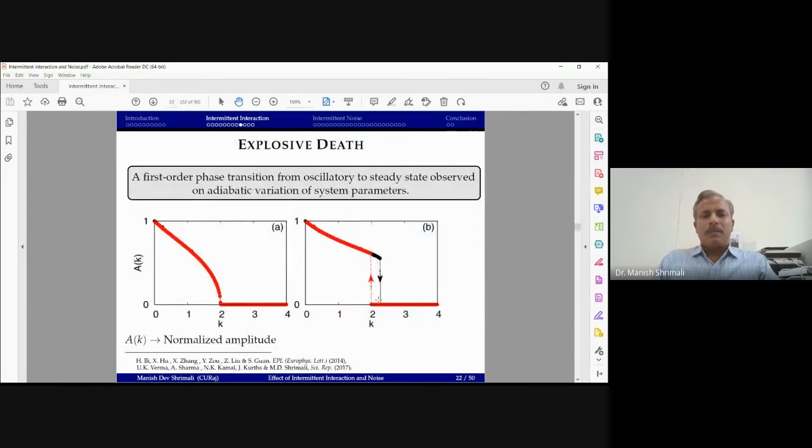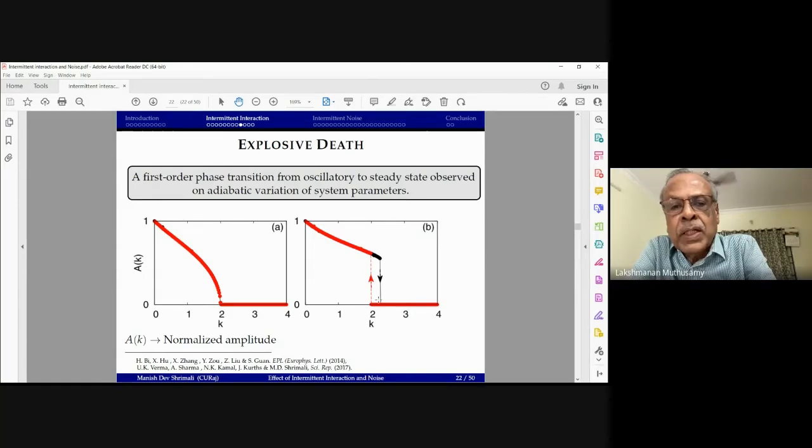Not necessarily. The way I'm understanding your question is, intermittent interaction will definitely give the first order, but it does not mean that if it is continuous, then you have a second order. In the usual cases, when the interaction is continuous, you get all kinds of collective dynamical states, and the introduction of this intermittent interaction leads to this explosive death, for example, in this case.